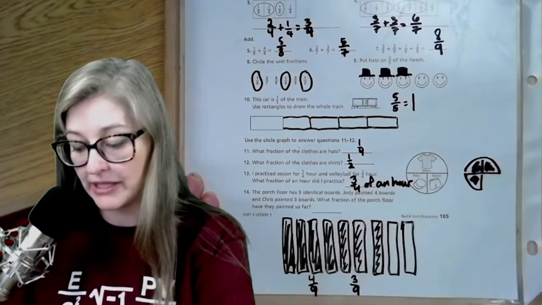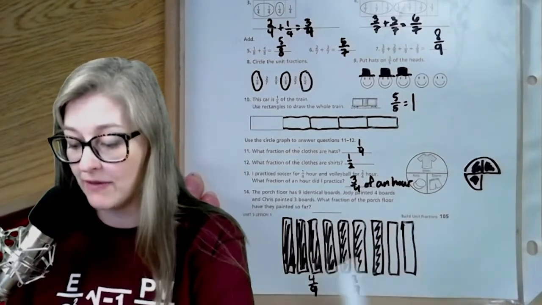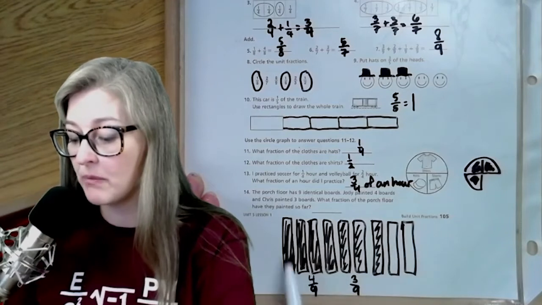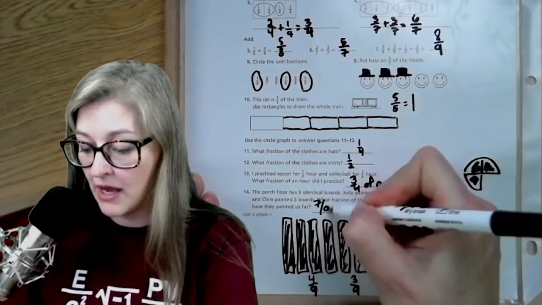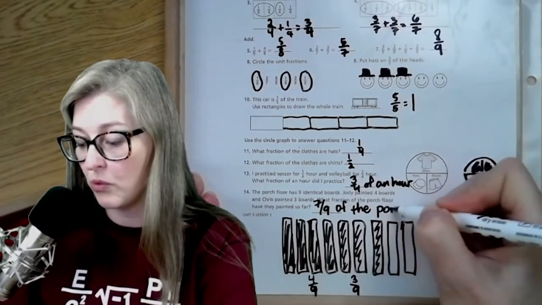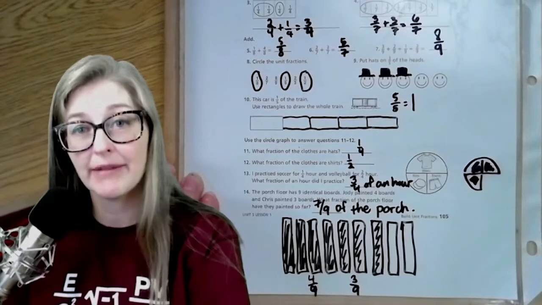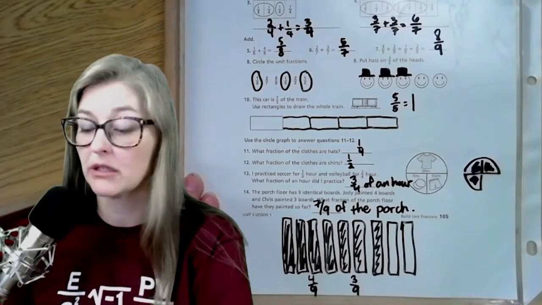What fraction of the porch have they painted so far? Oh, well, I can just add that together, right? 4 plus 3 is 7/9. And I can check my answer here by saying, yep, 7 out of the 9. So 7/9 of the porch. All right, and my porch does actually need a little bit of painting. True.